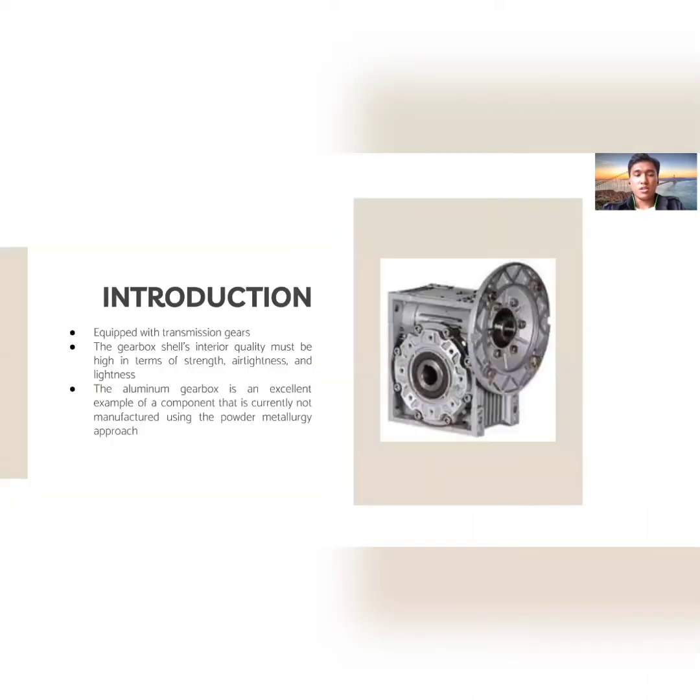For the introduction, the gearbox is equipped with transmission gear, an important part of the automotive transmission system. So the gearbox shell's interior quality must be high in terms of strength, tightness, and lightness. The aluminum gearbox is an excellent example of a component that is currently not manufactured using the powder metallurgy approach. Thus, I'm choosing this application.